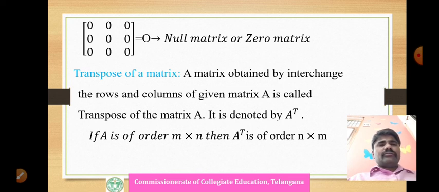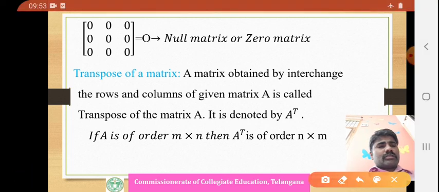Now let us take one more important definition. Transpose of a matrix. What is the transpose of a matrix? A matrix obtained by interchanging the rows and columns of a given matrix is known as the transpose of a matrix. It is denoted by A transpose. We read it as transpose of A or A transpose.